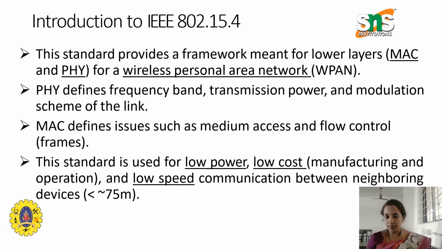So if there are two devices, maybe the sender and the receiver, and the distance between the sender and the receiver is low, if I don't want to spend much power or cost, and if I want low speed of communication, then I can go with the IEEE 802.15.4 communication protocol in Internet of Things.